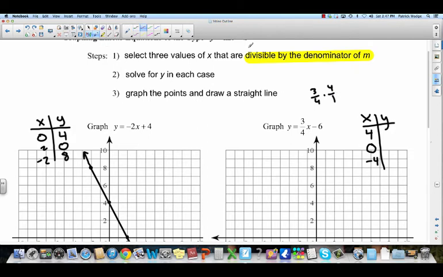Hey, do you know how to simplify before you multiply? Cancel, cancel. Those become 1s. You're left with 3 over 1, or just 3. So 3/4 times 4 is 3. Take away 6 is negative 3. This one's even easier. 3/4 times 0 is 0. Take away 6 is negative 6.